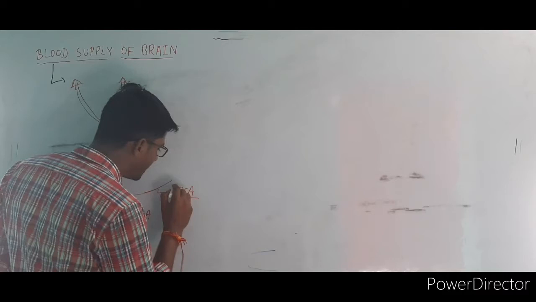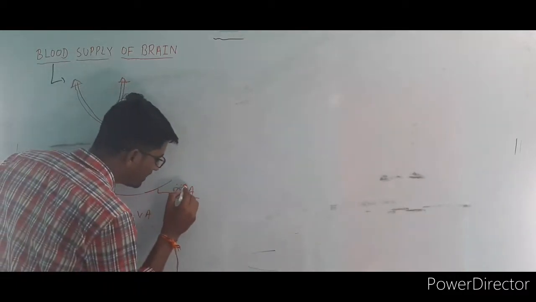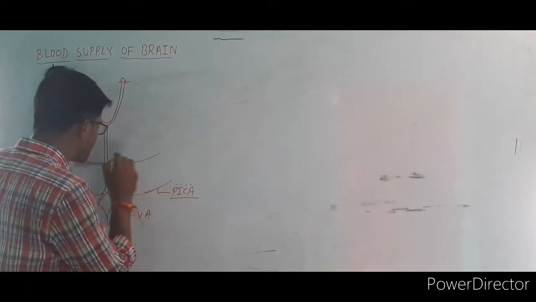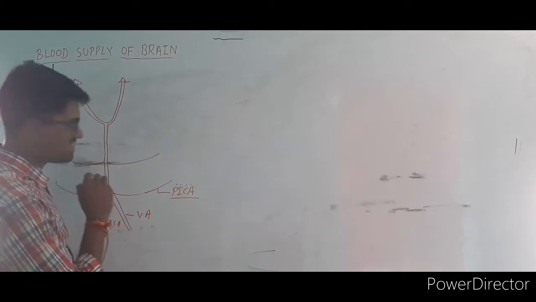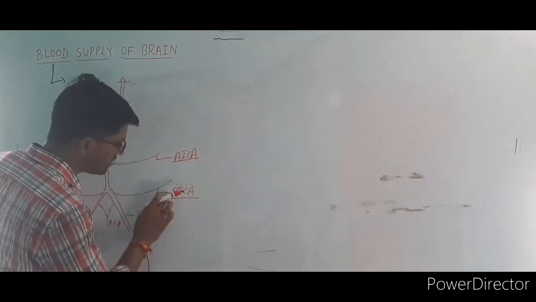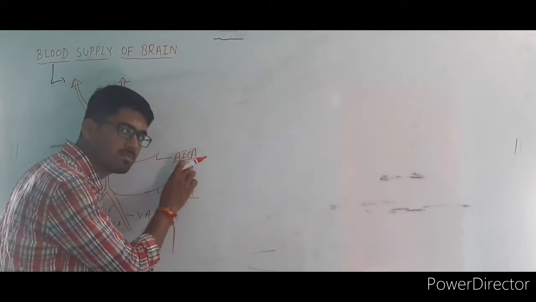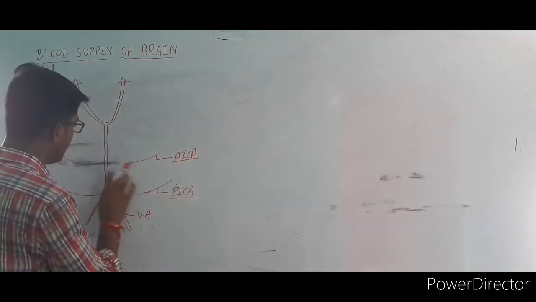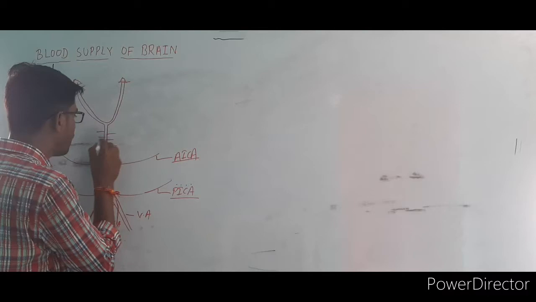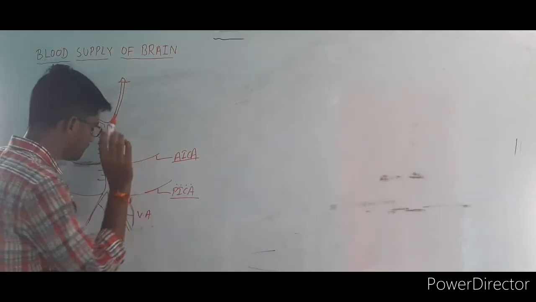PICA, the posterior inferior cerebellar artery, right? What will happen here is that the basilar artery gives one branch. This is the posterior inferior cerebellar artery, and this is the anterior inferior cerebellar artery. Am I right? Yes. Now here are some small branches, called the pontine arteries.